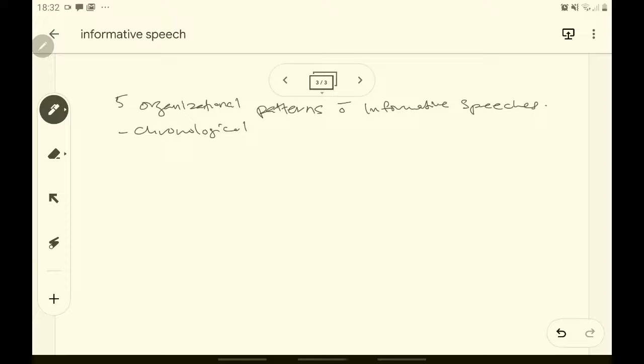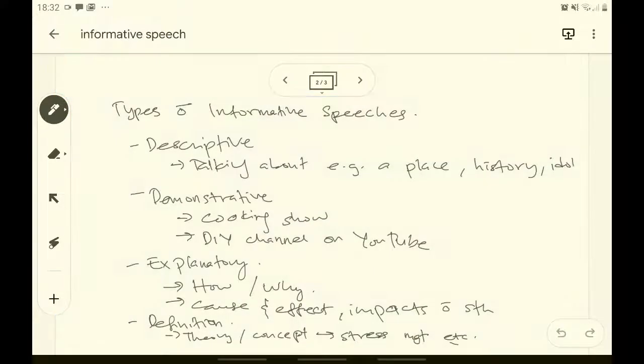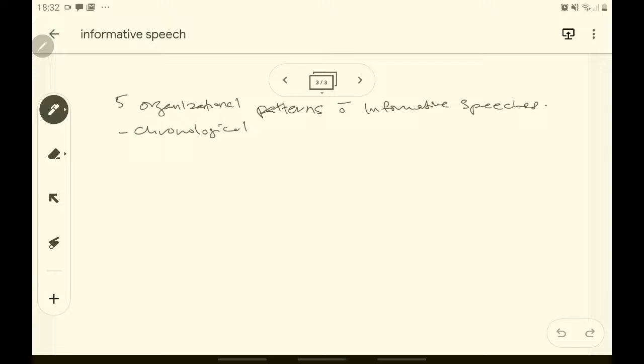Okay, the first one is chronological. When you deliver your speech in chronological order, you describe steps in detail. Usually you use the chronological pattern when you do a demonstrative informative speech, because it has to go in chronology. It involves steps.